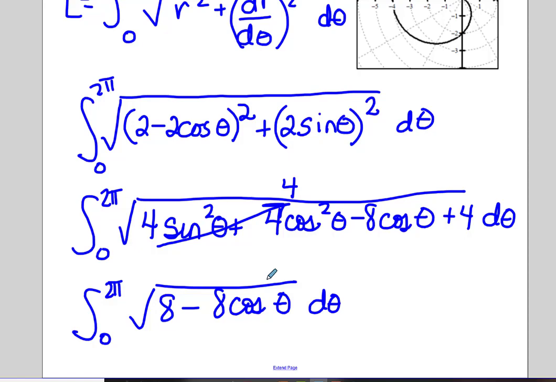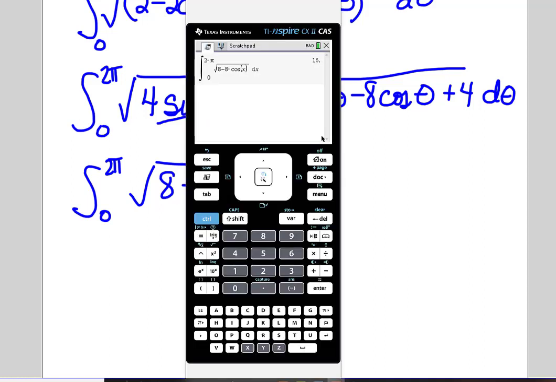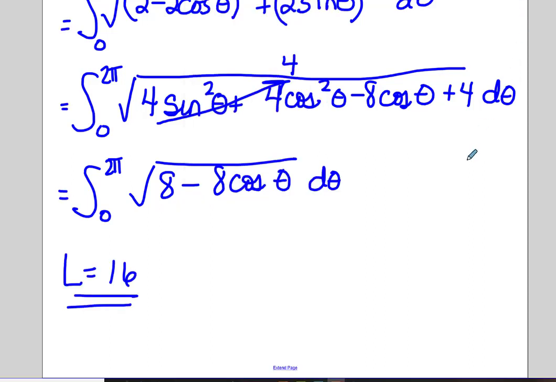And then jumping over to our calculator, let's see what we got. And that looks like our arc length is 16. So that was pretty easy.